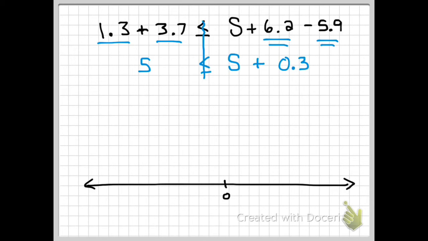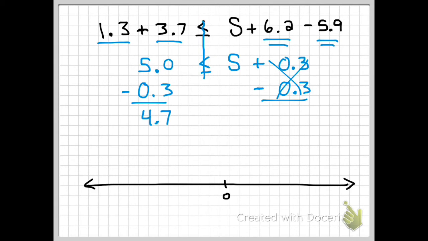Okay, now we want to get this s by itself, so we're going to subtract the 0.3. All right, we subtract the 0.3 here. Remember your rules of decimals, right? When you're adding or subtracting, the decimals have to line up. So after we do so, we got 4.7, which is positive, is less than or equal to s.